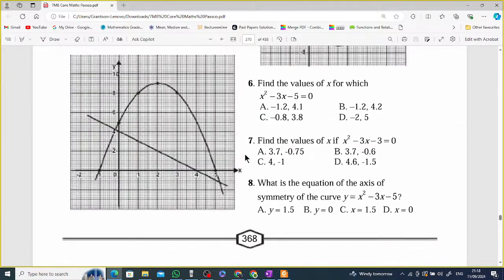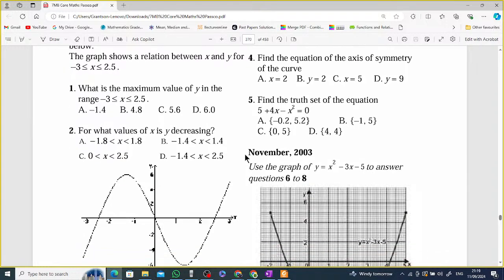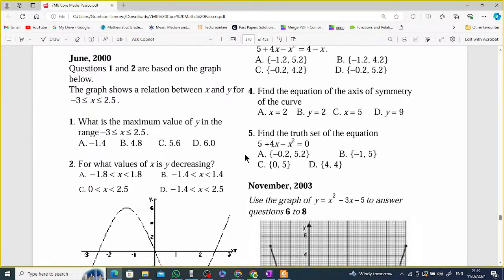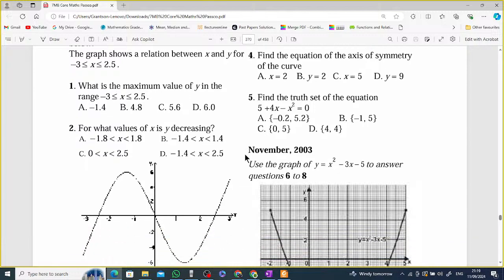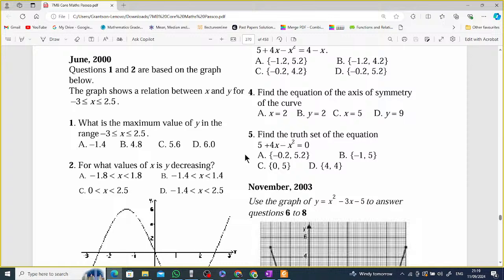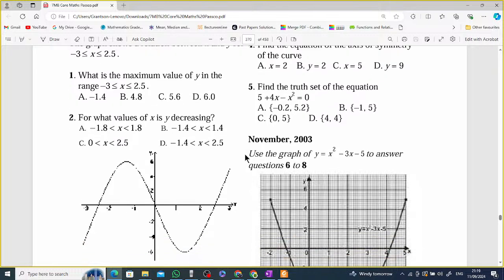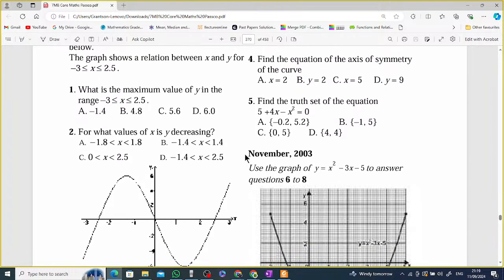So in this curve, it says the graph below shows the relation between x and y. Find the maximum value of y. So the maximum value of y is +6. That is D. Are you okay? Okay.